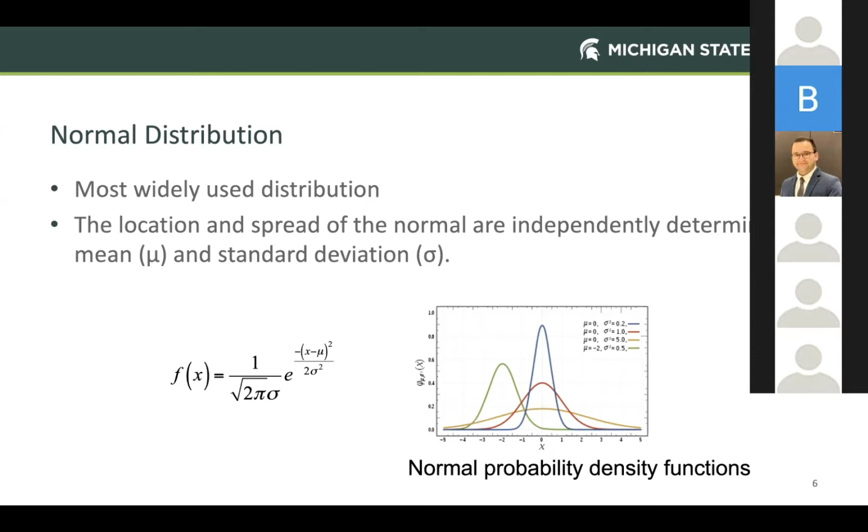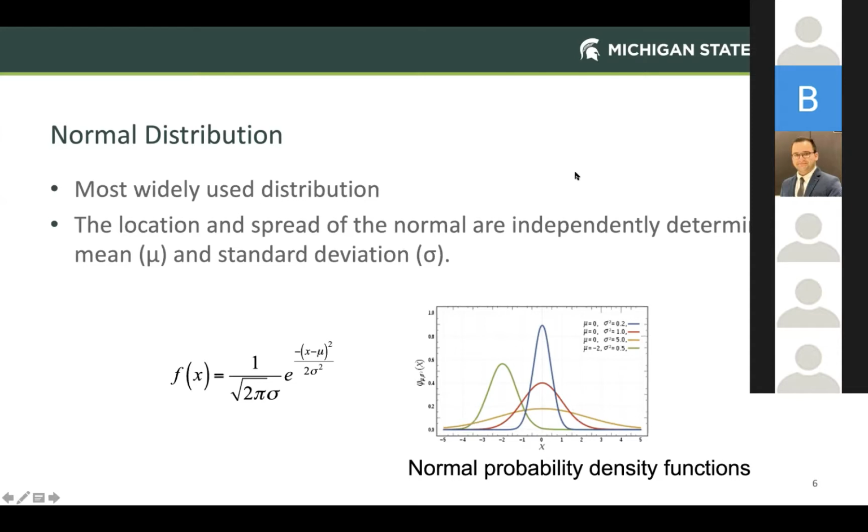And so consequently, even with a normal distribution, it's always going to take that general bell-shaped curve, but the actual shape can vary significantly depending upon the variance. And then, like I said, the location also varies depending upon the mean of that distribution, okay?